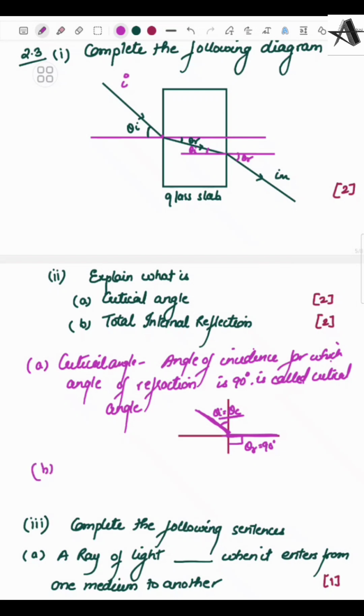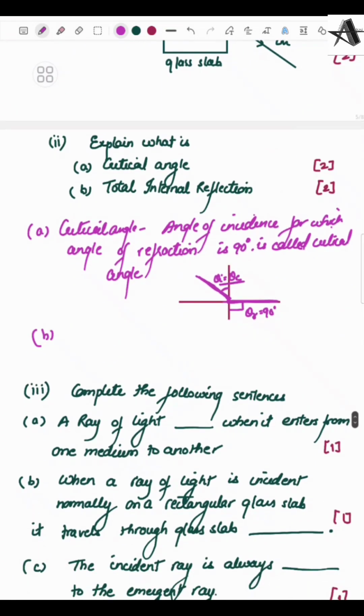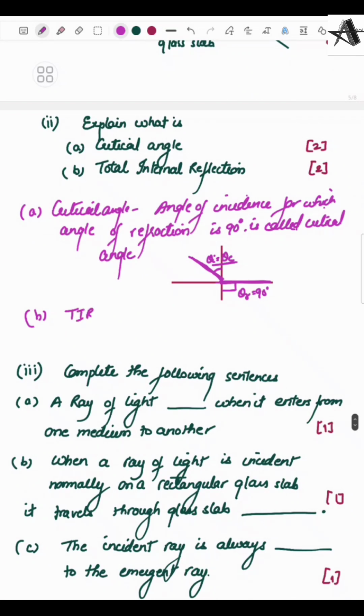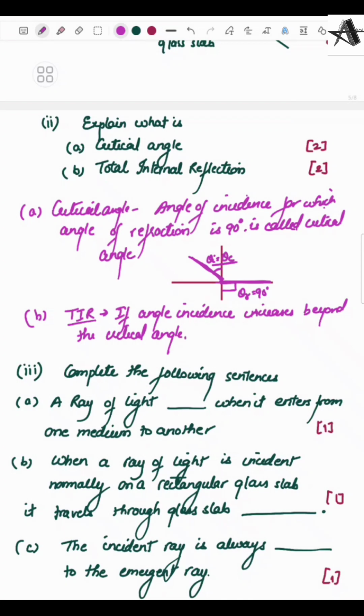total internal reflection. If the angle of incidence increases more than the critical angle, so you can say TIR, I'm just writing TIR, total internal reflection. If the angle of incidence increases beyond the critical angle, so no more refraction takes place.